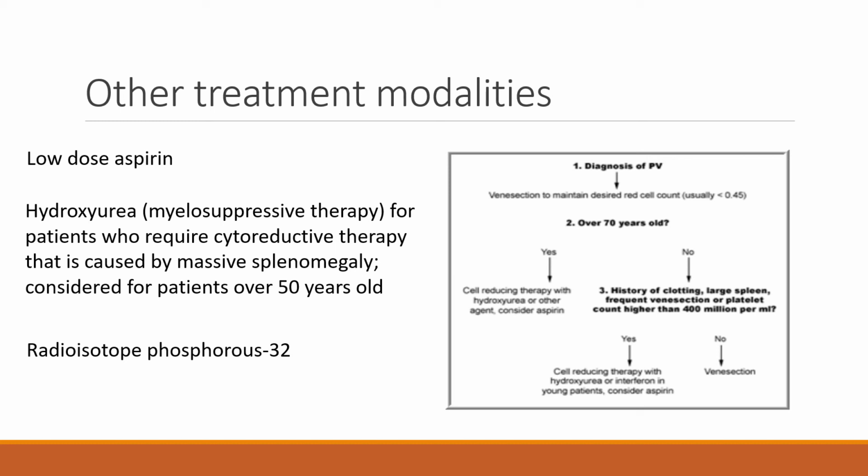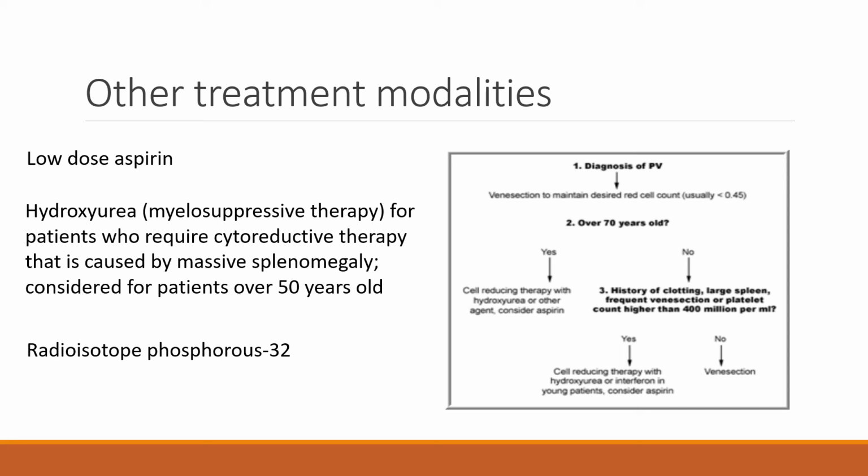After diagnosis of polycythemia rubra vera, venesection is used to maintain the desired red cell count. If the patient is over 70 years old and elderly, always suggest cell-reducing therapy with hydroxyurea or another agent. Consider aspirin. However, if they are under 70 years old, consider history of clotting, a large spleen, frequent venesection, or platelet count higher than 400 million per mil.